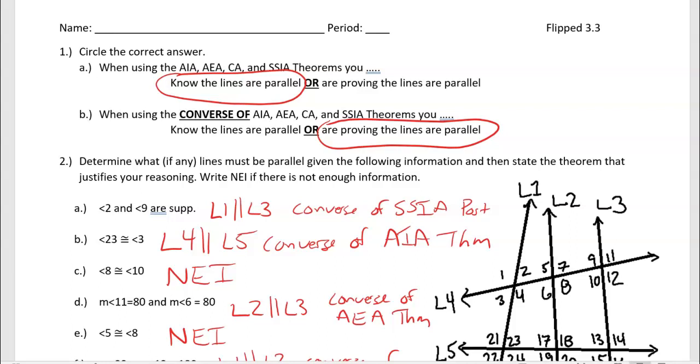Alrighty, I just wanted to go over the answers to the homework with you. This is the answer key for the homework for 3.3.